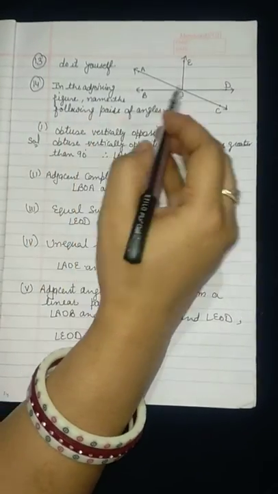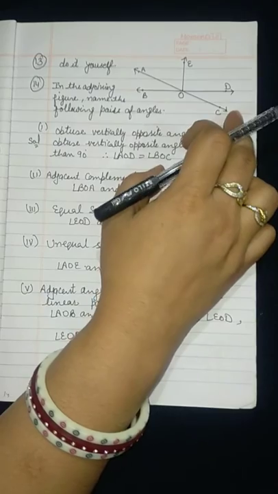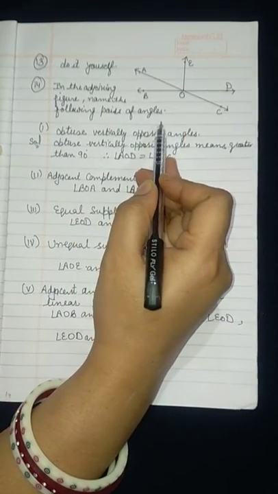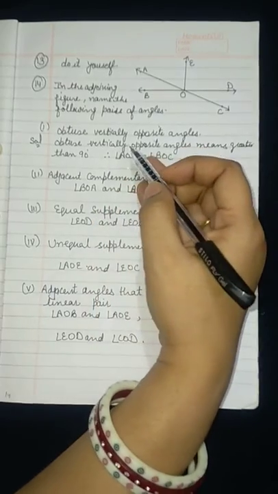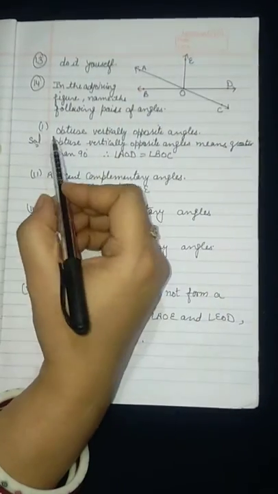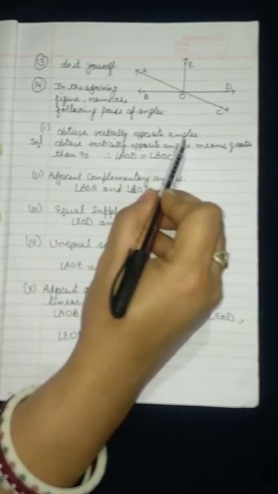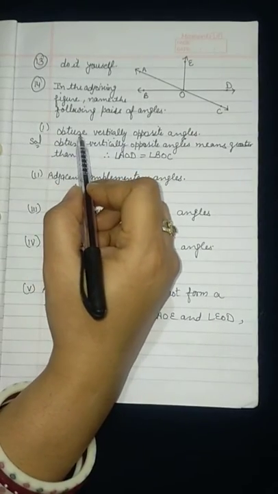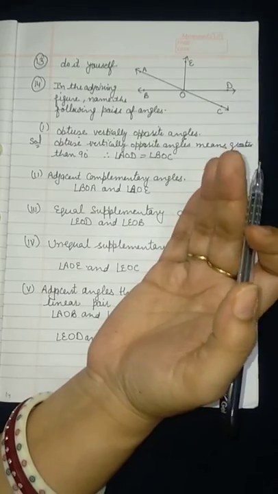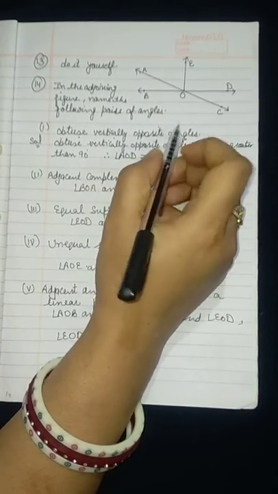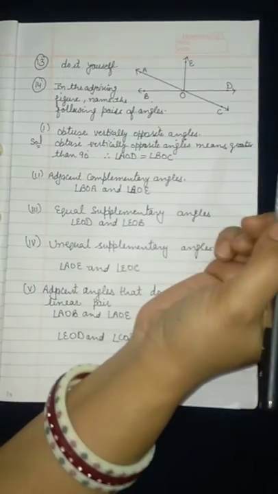See here in the adjoining figure, this diagram is again given to us. They are asking, name the following pairs of angles. Meaning, we have to give the names of the following pairs of angles. See, the very first pair is obtuse vertically opposite angles. The angles must be obtuse, meaning greater than 90 degrees, and they must be vertically opposite angles, meaning both lines must be intersecting lines.